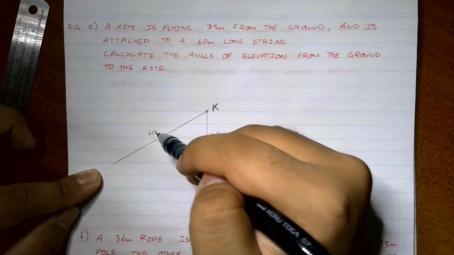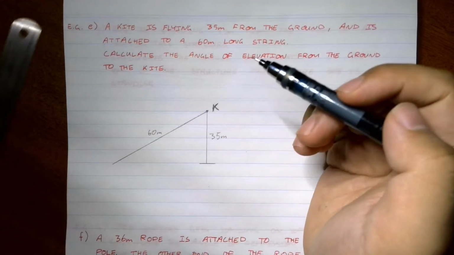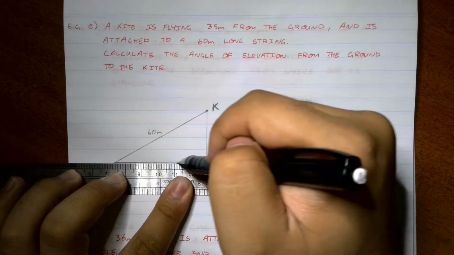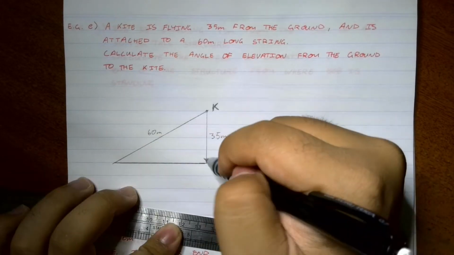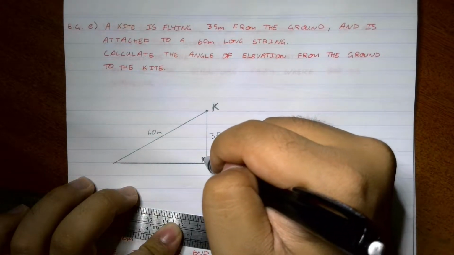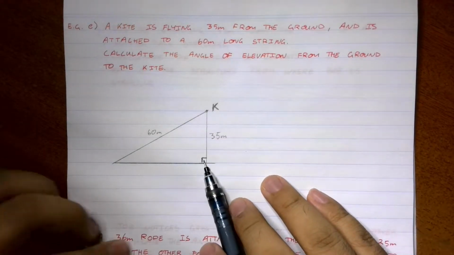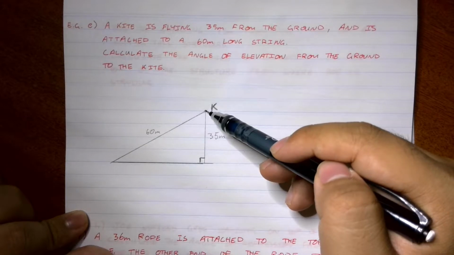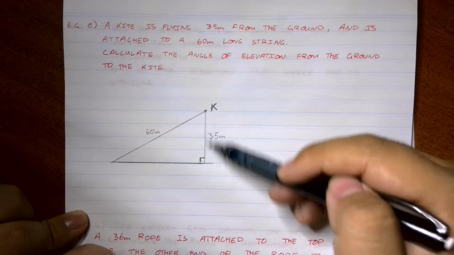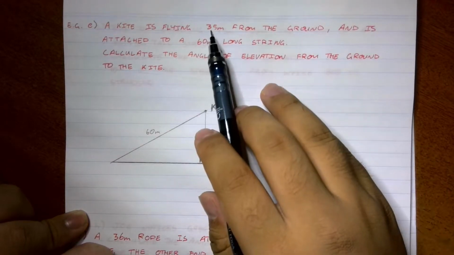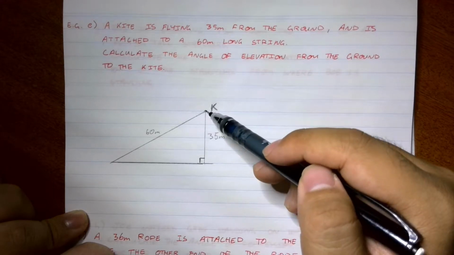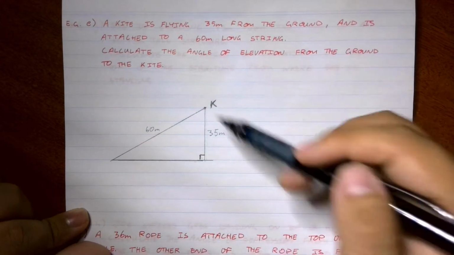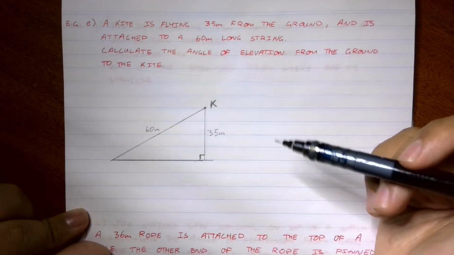That is a very long string. And here we have a triangle that we will be working from. Now, in case you're wondering how this became a 90-degree angle, we said that the distance of the kite from the ground is 35 meters long. And the distances we look at are ones that are perpendicular, at a 90-degree angle.